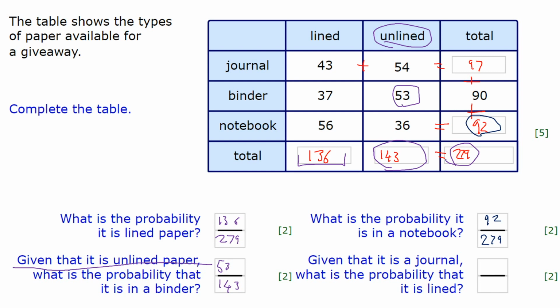Now, important, given that it's in a journal, it is in a journal, this is a fact, right? What is the probability that it's lined? So this is all we're looking at. That's in a journal. How many journals are there? There are 97, okay? And out of all 97 of them, 43 are lined. So the probability is going to be 43 over 97.